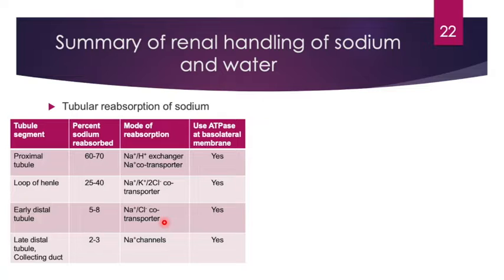And finally, at the late distal tubule and collecting duct, the remaining 2 to 3% of sodium is reabsorbed via sodium channels. Sodium reabsorption along the whole tubule requires primary active transport by the sodium-potassium ATPase located at the basolateral membrane, in order to transport the sodium from the cell into the ICF or ISF, or into the blood.